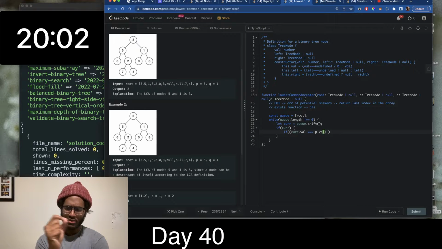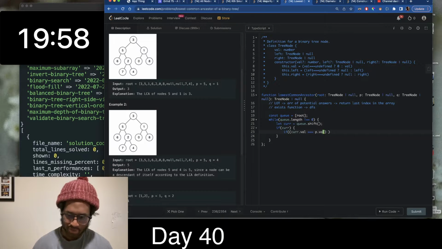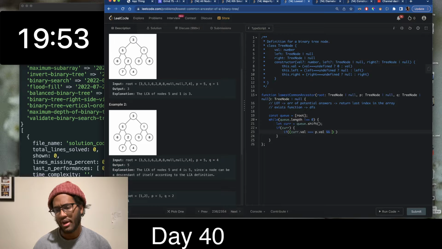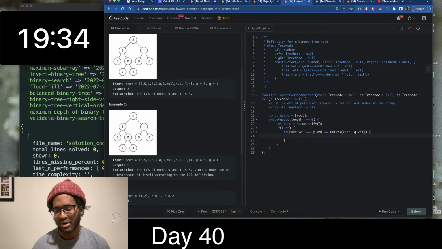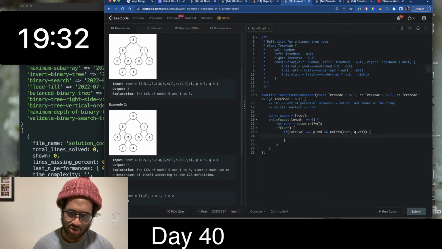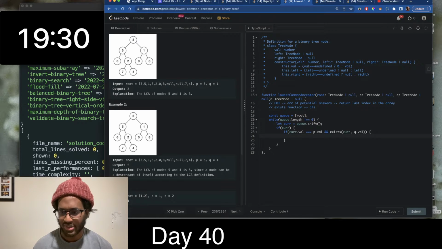If cur.val equals p.val, that would mean that the node itself is p. So if the node itself is p, then we use exists: given a node cur, does the value q exist, and that we know that we would have in a node that we are interested in, which would be cur. Cur is a node that we are interested in.